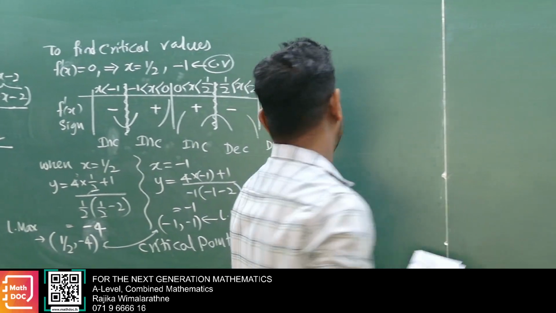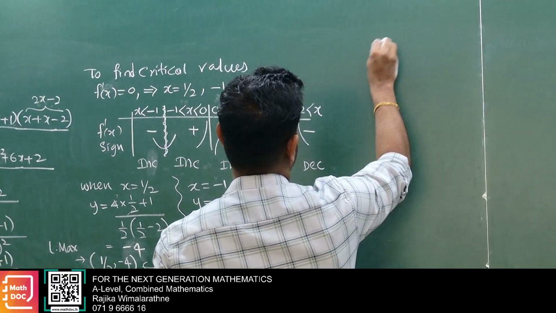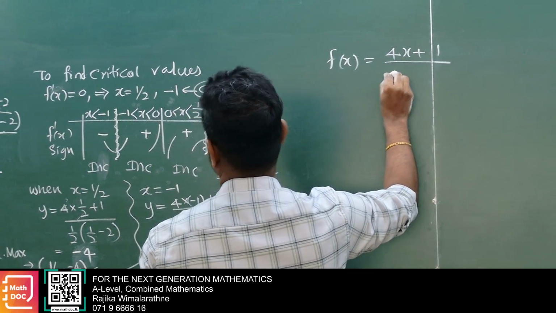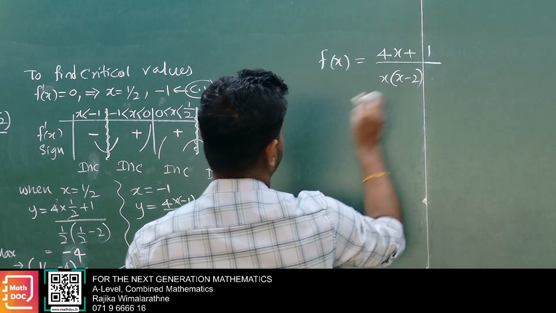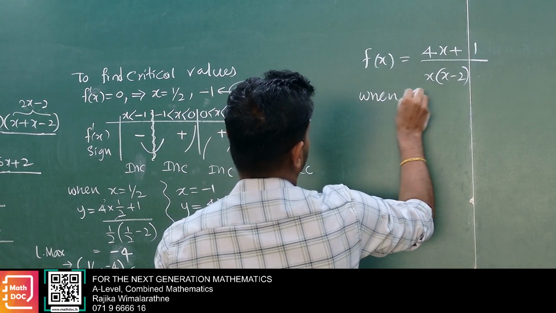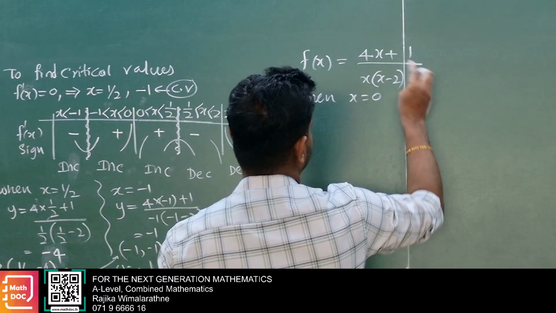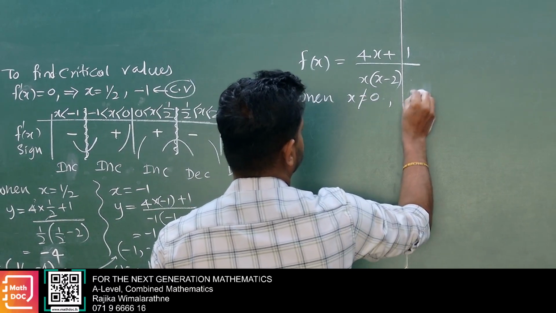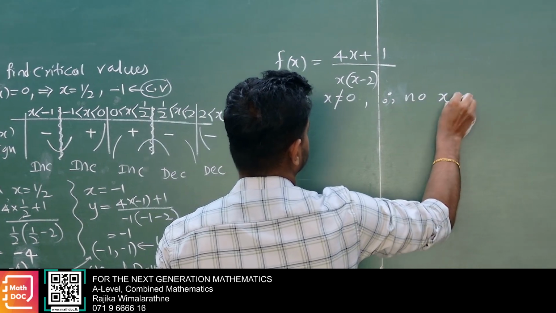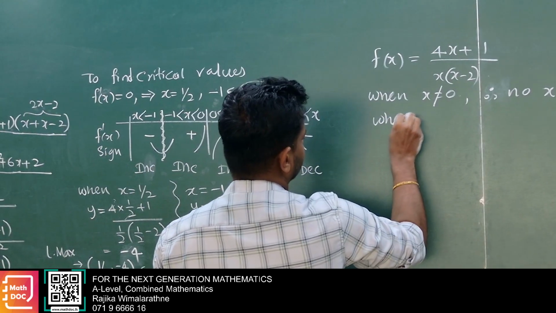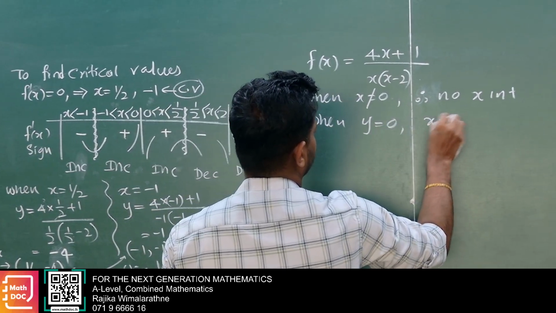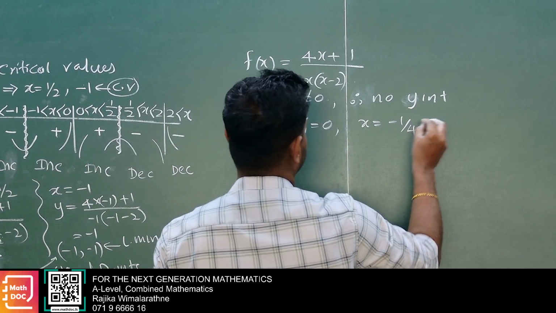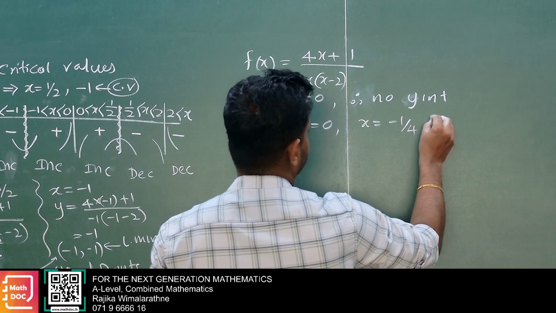Okay. Now f(x) = (4x + 1) / (x(x − 2)). When x equals 0, the y value has no real value, therefore no x-intercept. When y equals 0, the x value is minus 1/4, so here we have an x-intercept. Here there is no y-intercept.